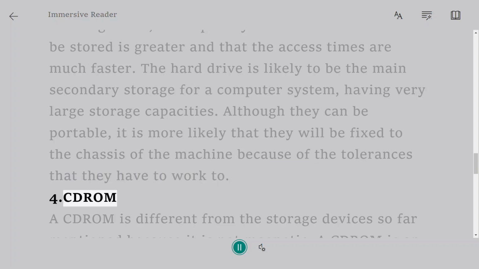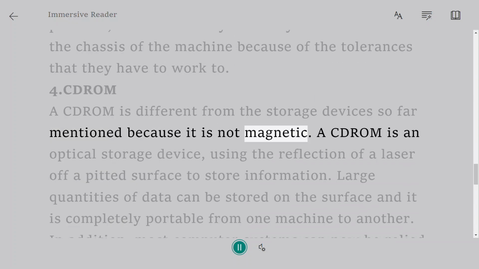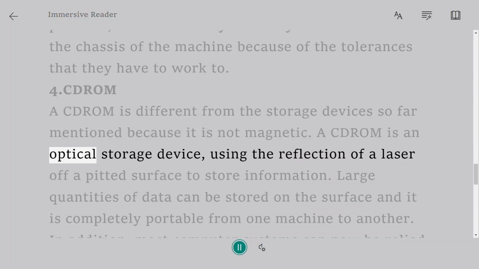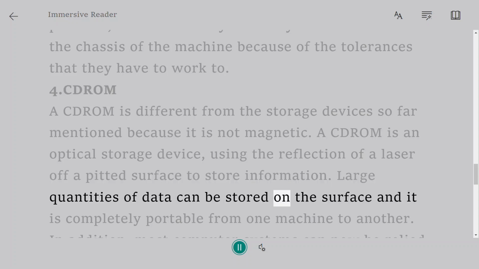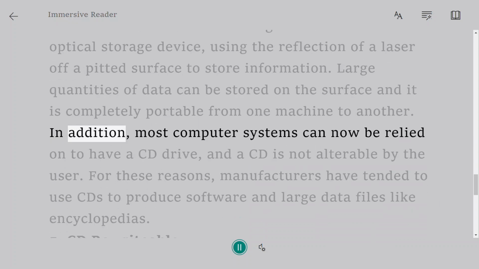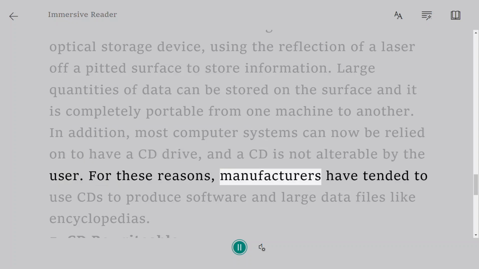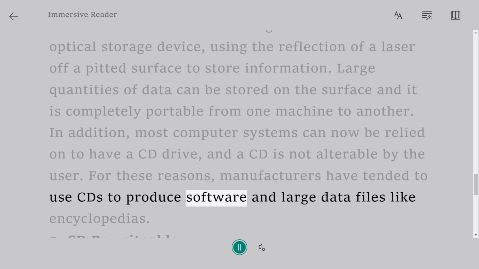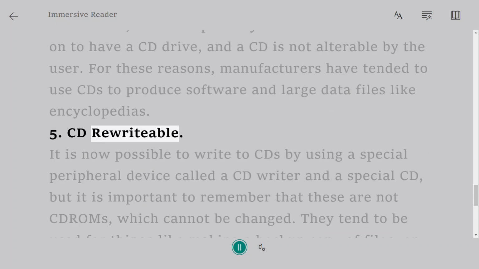4. CD-ROM. A CD-ROM is different from the storage devices so far mentioned because it is not magnetic. A CD-ROM is an optical storage device, using the reflection of a laser off a pitted surface to store information. Large quantities of data can be stored on the surface and it is completely portable from one machine to another. In addition, most computer systems can now be relied on to have a CD drive, and a CD is not alterable by the user. For these reasons, manufacturers have tended to use CDs to produce software and large data files like encyclopedias.